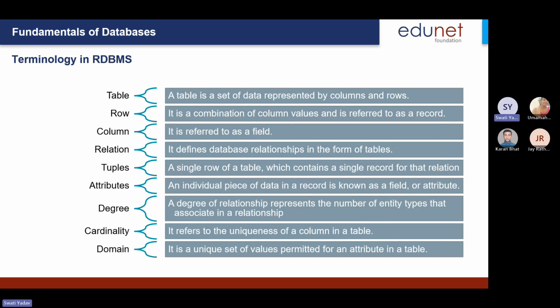Suppose you have a table with a serial number, full name, and age. So one row of data like 1, Swati, and, let's say, 28. This is entirely one row. It's a combination of column values and it's also called a record. A column is a field against which you are going to put some data into your table.